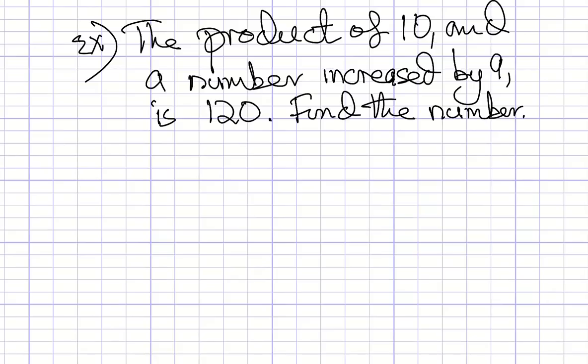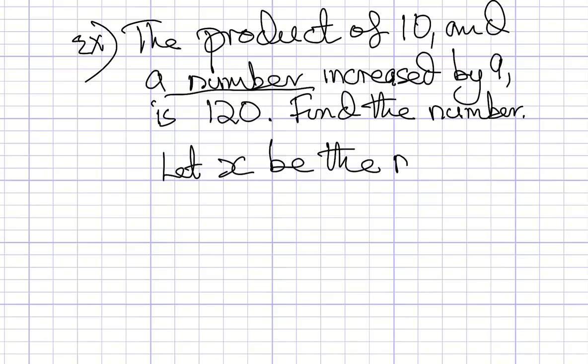So the first step, you will read it carefully. The second step is we'll assign a variable. Let's say, let x be the number here, the unknown number. And then step number 3, you form an equation using the variable and the knowns. So x is the variable representing the number. The knowns are 10, 9, and 120.